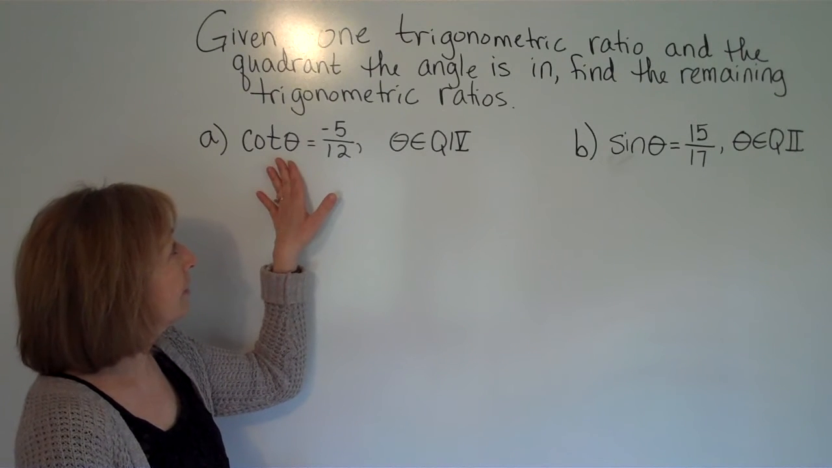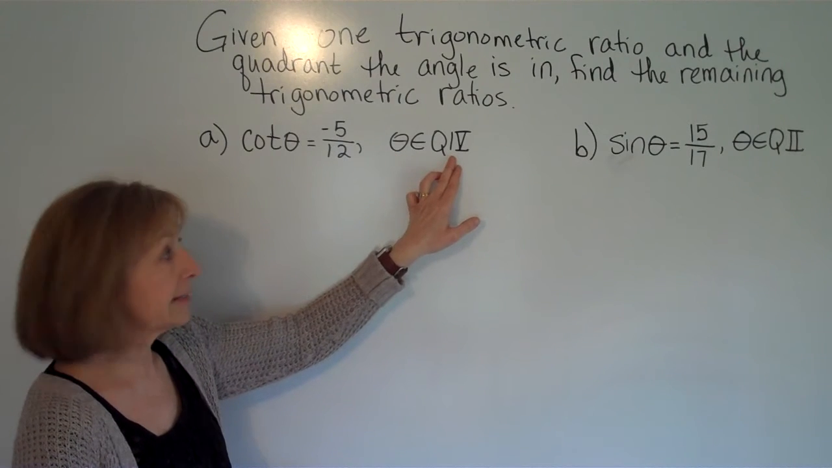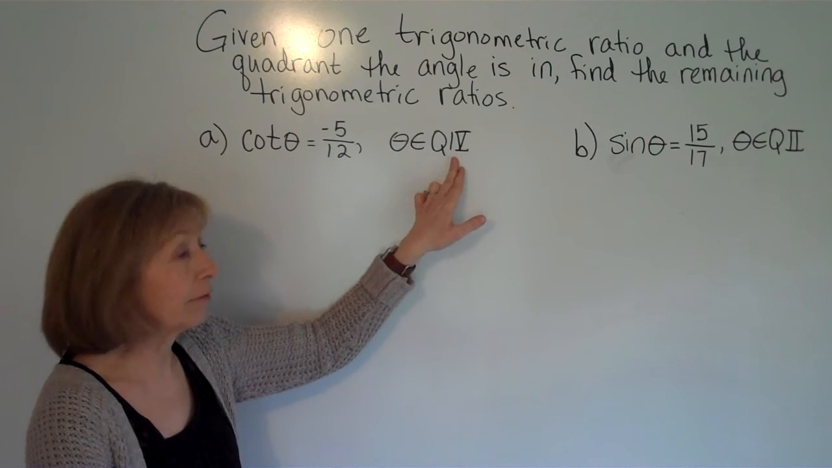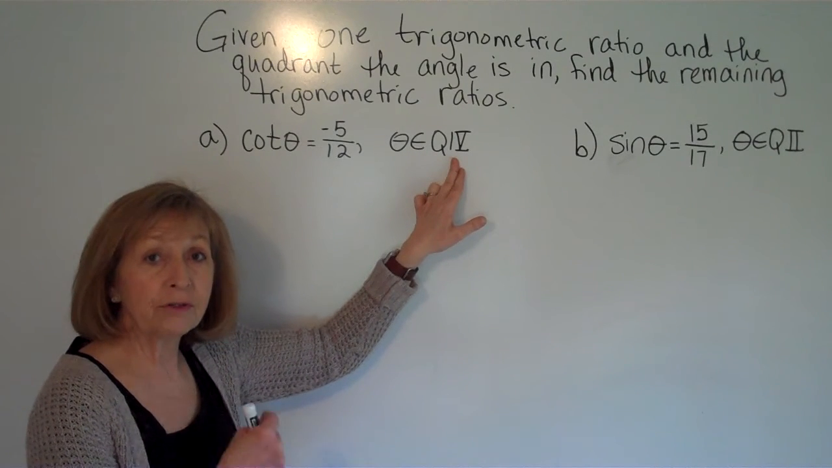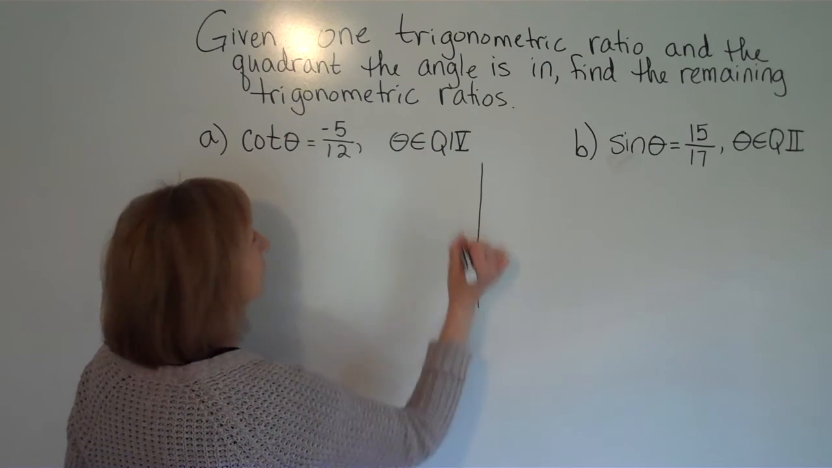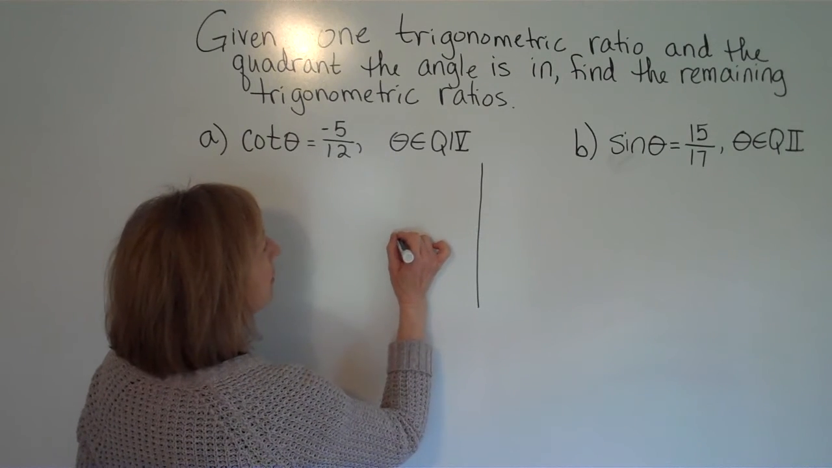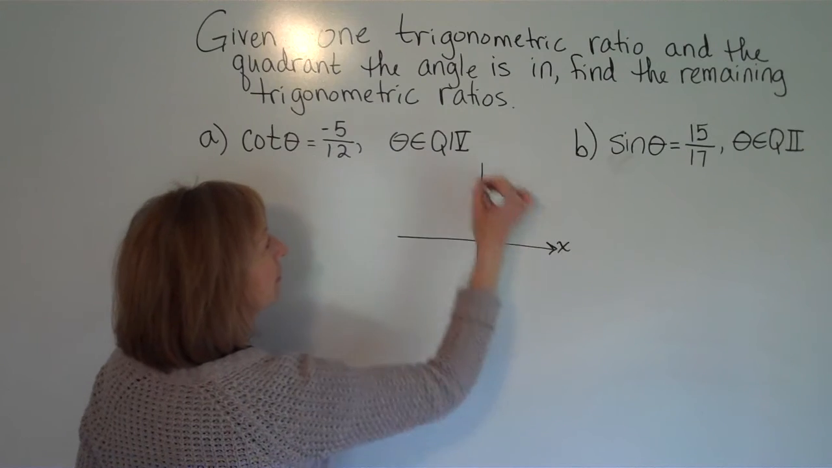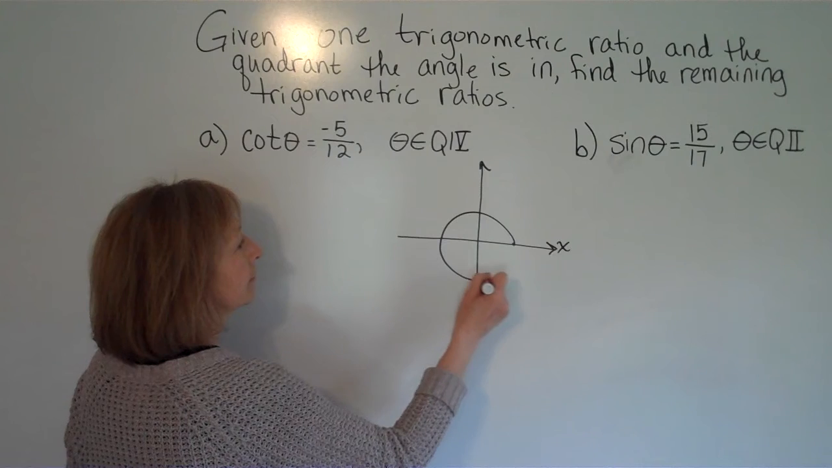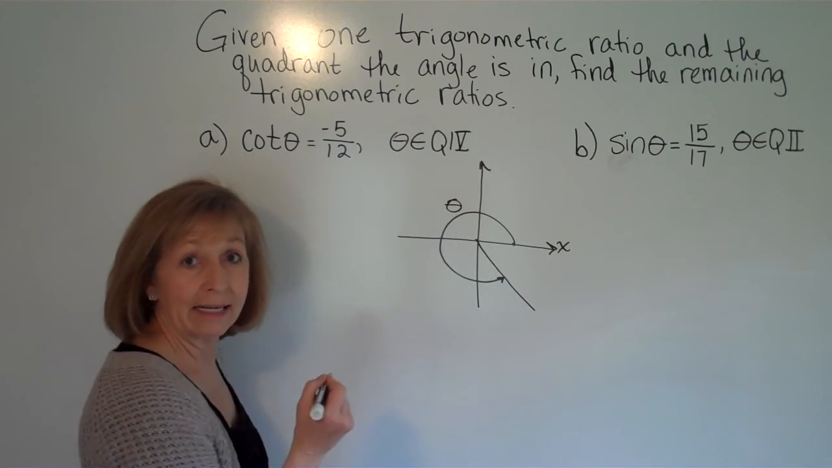So with this, I have the cotangent of theta is -5/12. And this notation here is saying that theta is an angle that's in quadrant 4. So its terminal side is in quadrant 4. So when I draw this, I have a quadrant 4 angle, so its terminal side has got to land in quadrant 4.